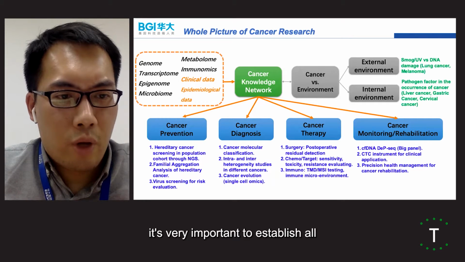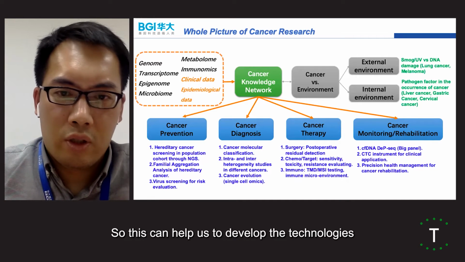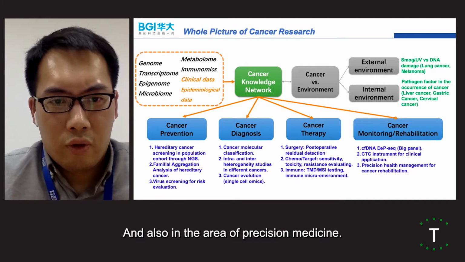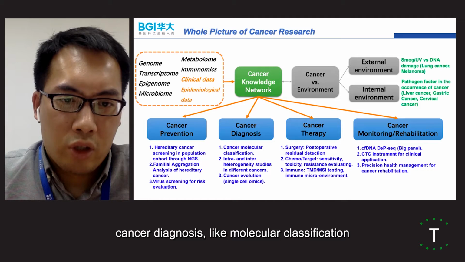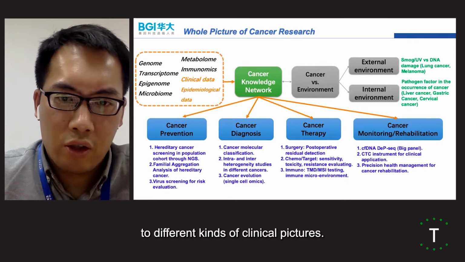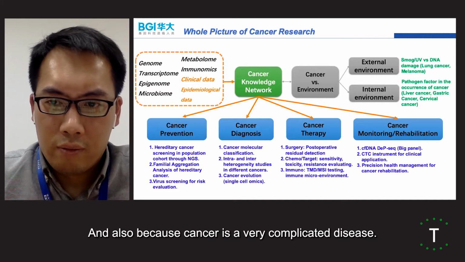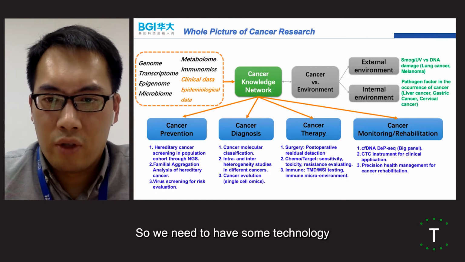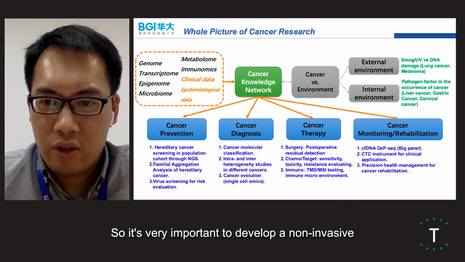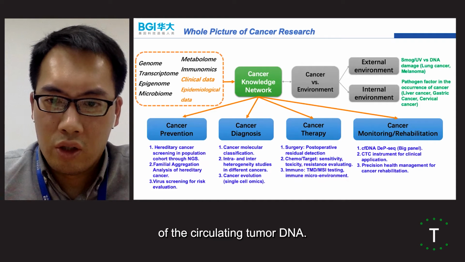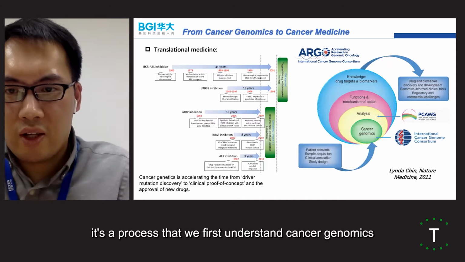I think for cancer prevention, it's very important to figure out the risk factors for cancer development, so it can help us to develop the technology for early detection. And also in the area of precision medicine, it's very important to associate the cancer diagnosis, like the molecular classification, to different kinds of clinical features, so we can guide the patients or the doctors to have better therapy strategies. And also, because cancer is a very complicated disease, we need to have some technology for monitoring, like MRD detection. So it's very important to develop a non-invasive detection technology, like sequencing on the circulating tumor DNA.